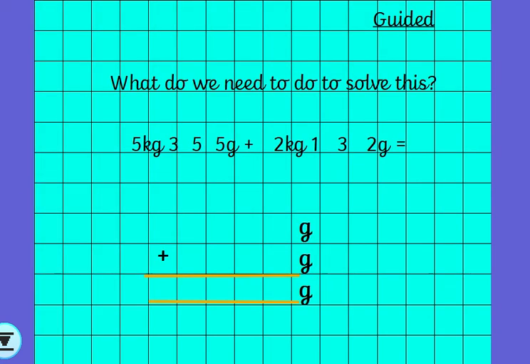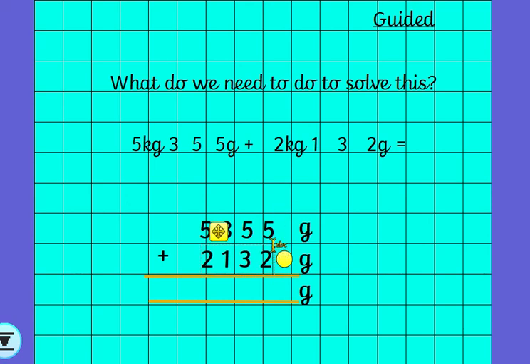Okay, here is your gold guided question. So imagine you've got this. This would become, let's have a little look. So this would become 5,355, wouldn't it? Let's put that in. There we go. And this one would become 2,132. There we go. And then we need to solve it, don't we?